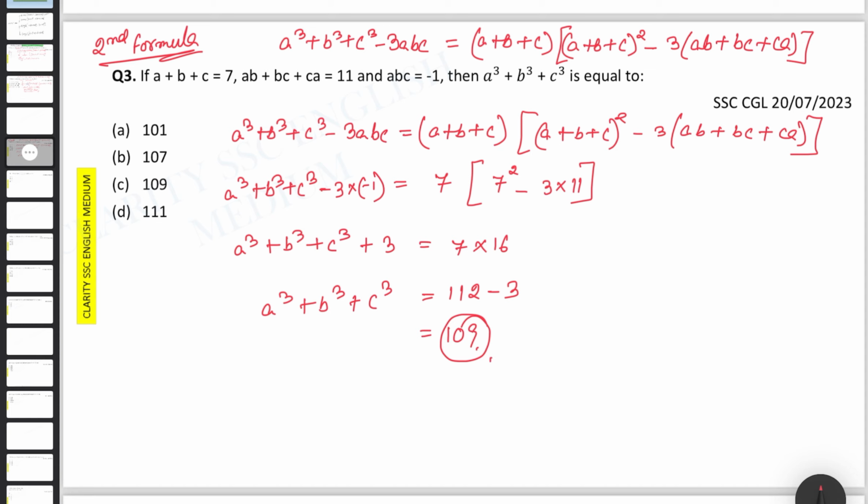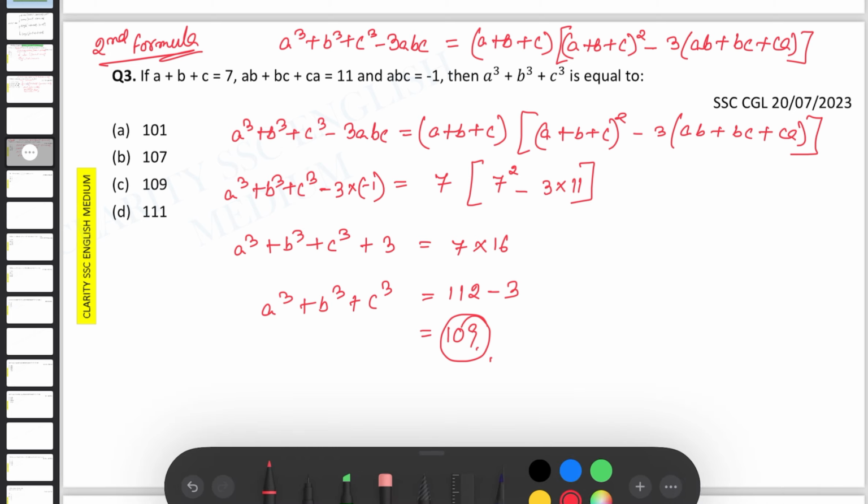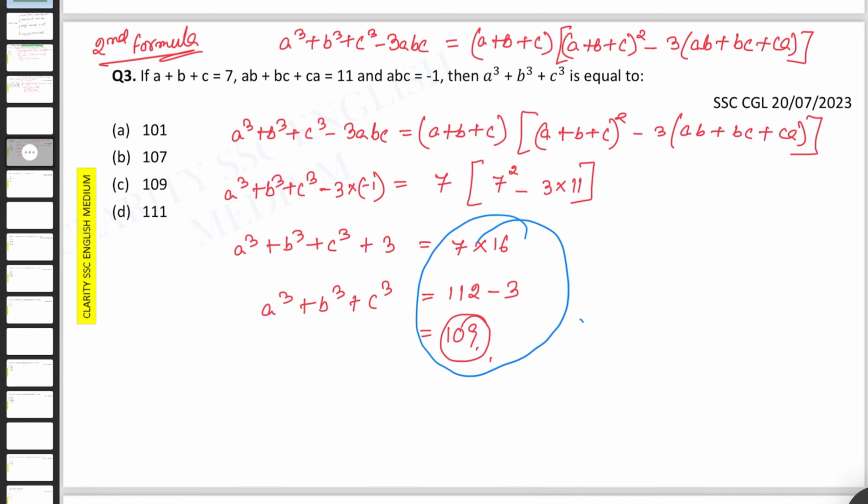I'm just explaining how to calculate this question, but in the examination you will just need to calculate this portion only. So 109 is the correct answer. Option number C is the correct answer.